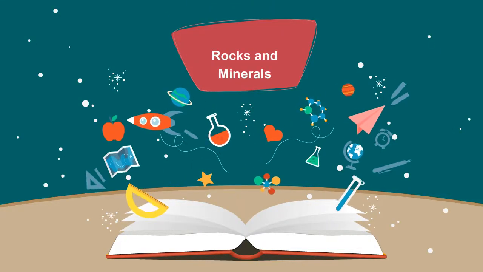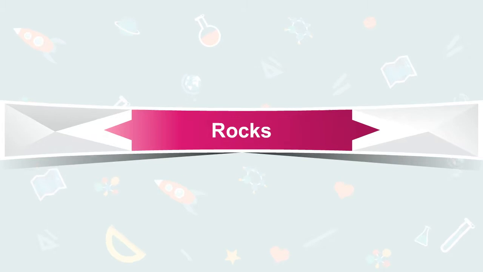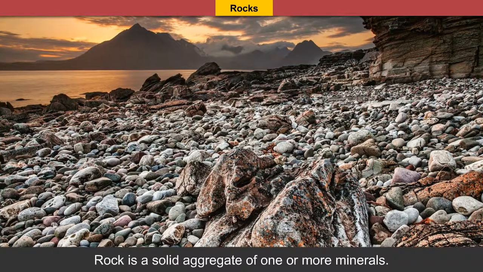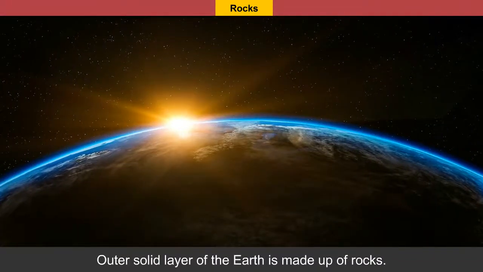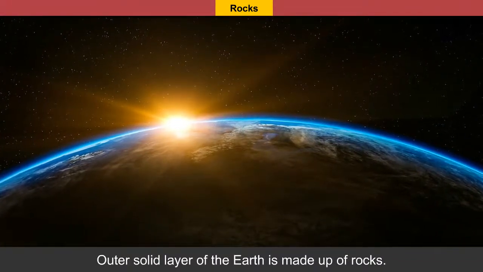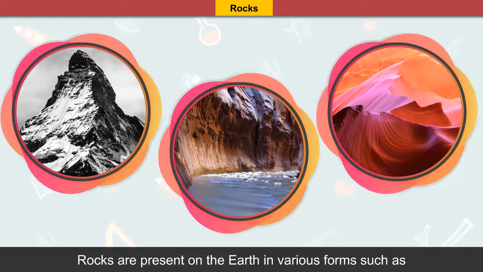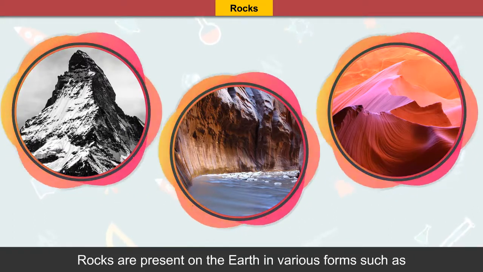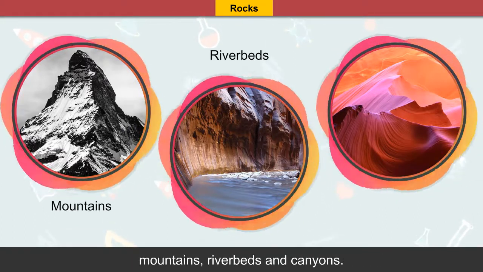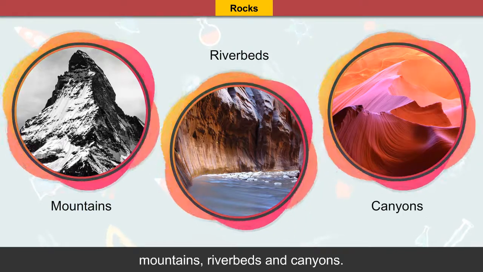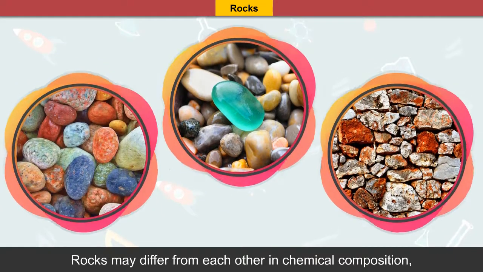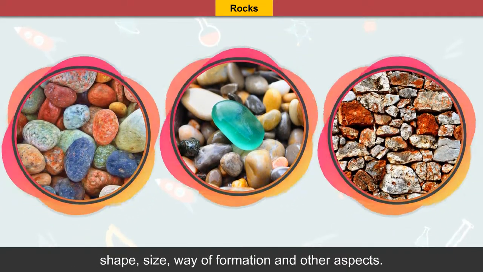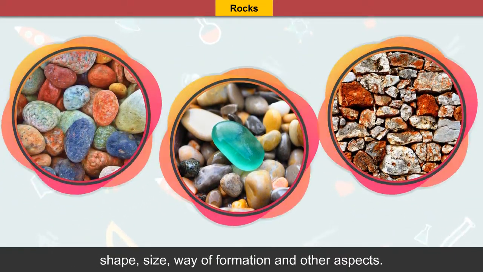Rocks and minerals. Rocks. Rock is a solid aggregate of one or more minerals. The outer solid layer of the earth is made up of rocks. Rocks are present on the earth in various forms such as mountains, riverbeds, and canyons. Rocks may differ from each other in chemical composition, shape, size, way of formation, and other aspects.